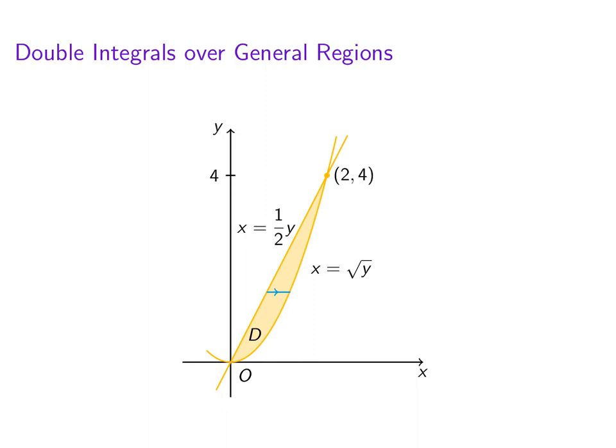Here's the same picture, same region, but now it's expressed as a type 2 region. Notice the difference, that the curves are now expressed as functions of y. And now we're going to integrate on the inside in the x direction first, and then with respect to y. Alright, so you've got some work to do to work out this integral, thinking of the region as a type 2 region. Okay, that's all for now.